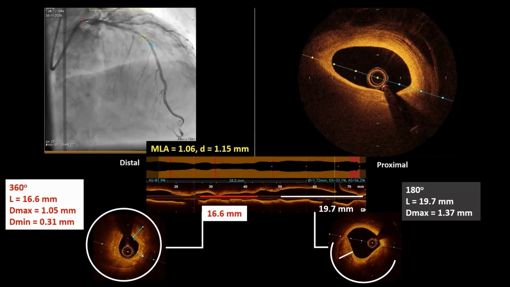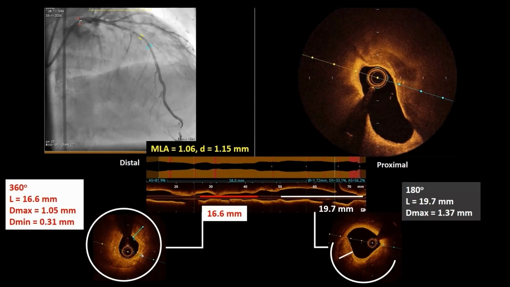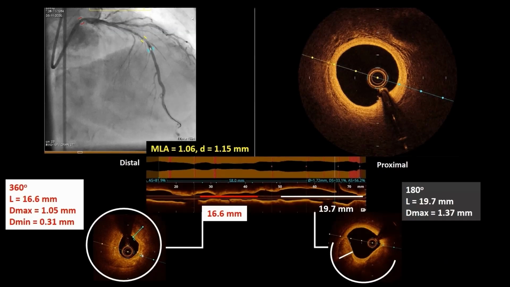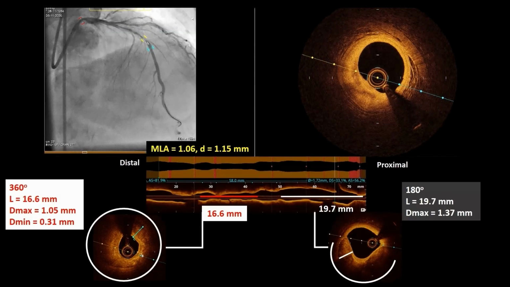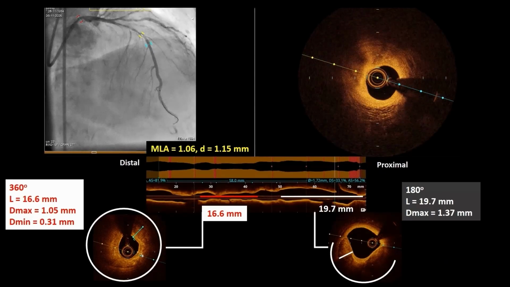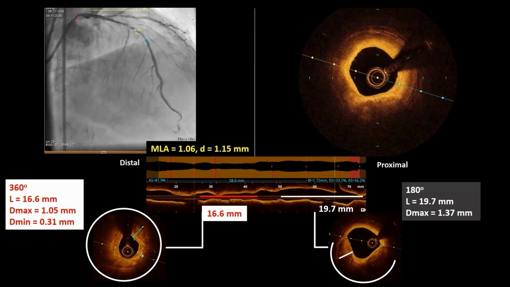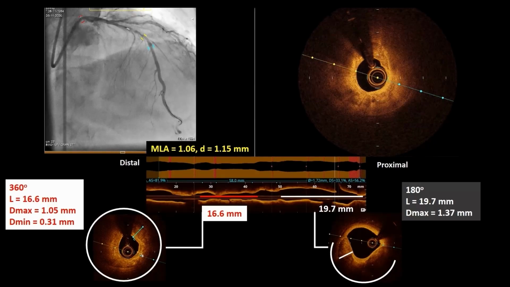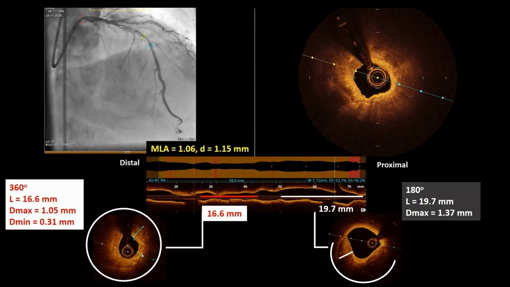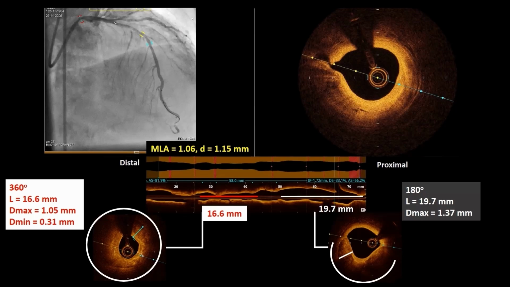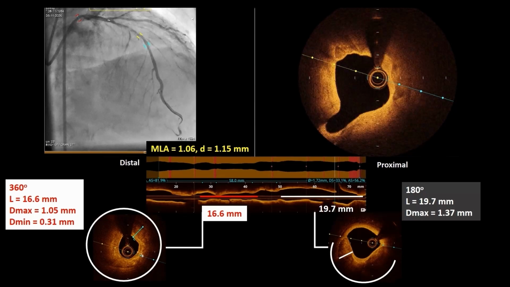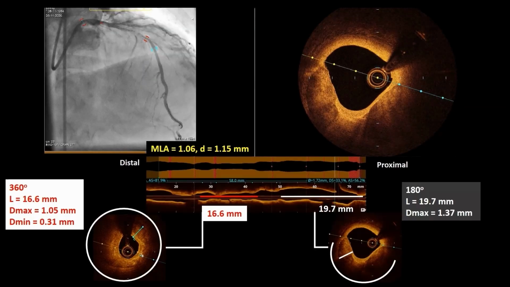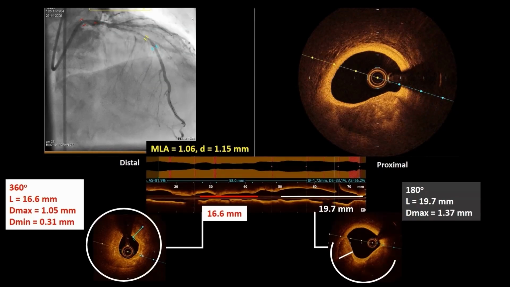On the cross-sectional image at the mid-LAD, the lesion is heavily calcified with a circumference of 360 degrees, thickness more than 0.5 mm, and the length of this lesion is 16.6 mm. At the proximal LAD, we identify a thick calcified lesion covering 180 degrees, extending from the site between the second and first diagonal branches to the ostium of the left main artery. Its length is 19.7 mm.